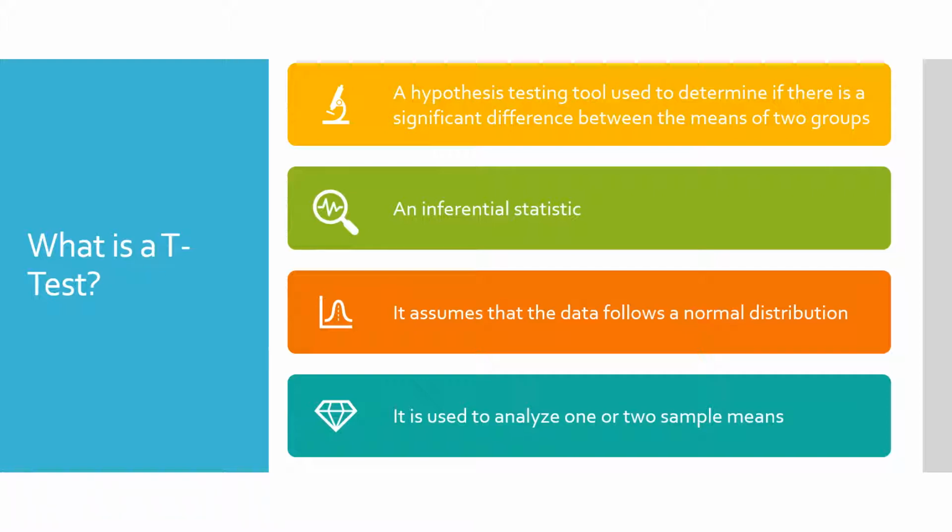A t-test is an inferential statistic. This means that with a t-test, we can generalize information from the sample to the population. It assumes that data follows a normal distribution and that the variances of the two groups of data are equal. And finally, it is used to analyze one or two sample means. If more than two groups are being considered, an analysis of variance would be used.